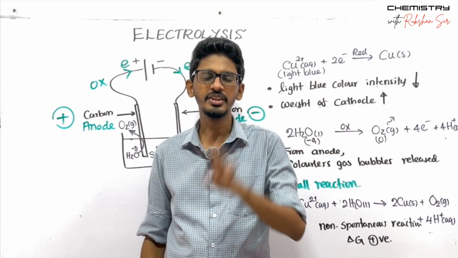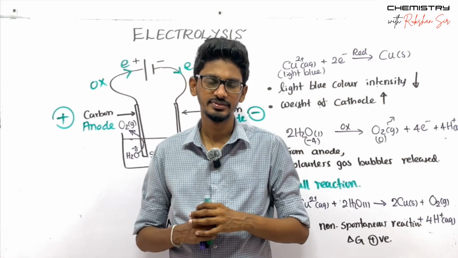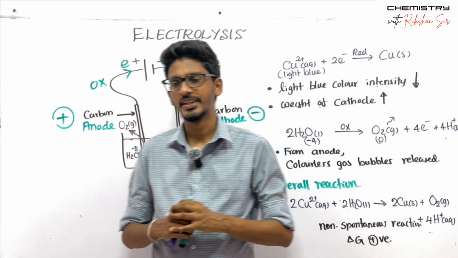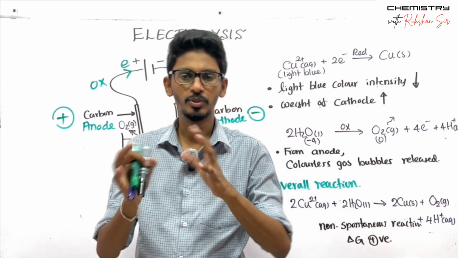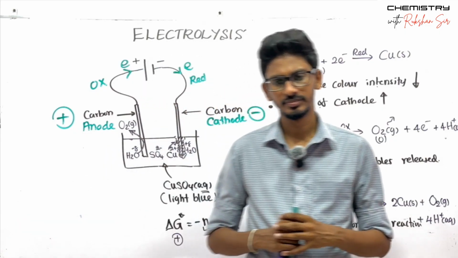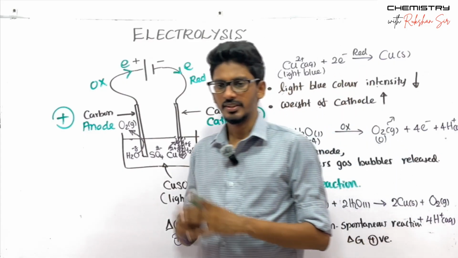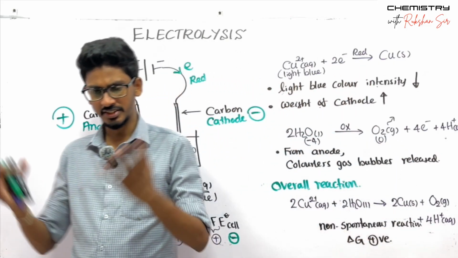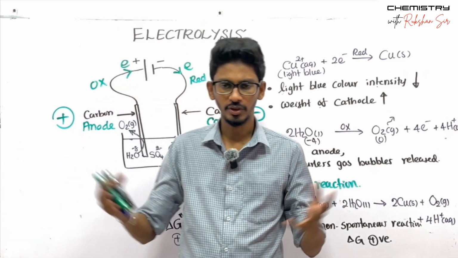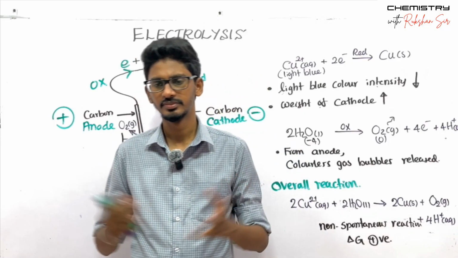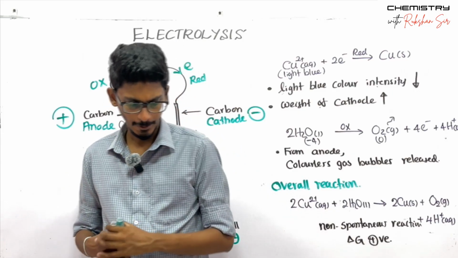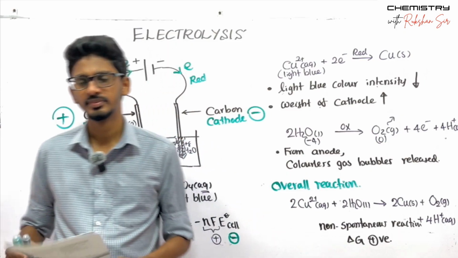Those are the only three things which will differ between the two processes, electrochemical cells and electrolytic cells. All other things are the same. Reduction at the cathode, oxidation at the anode, those are the same. Electron flow direction is from anode to cathode. That won't change. So those are the major points.